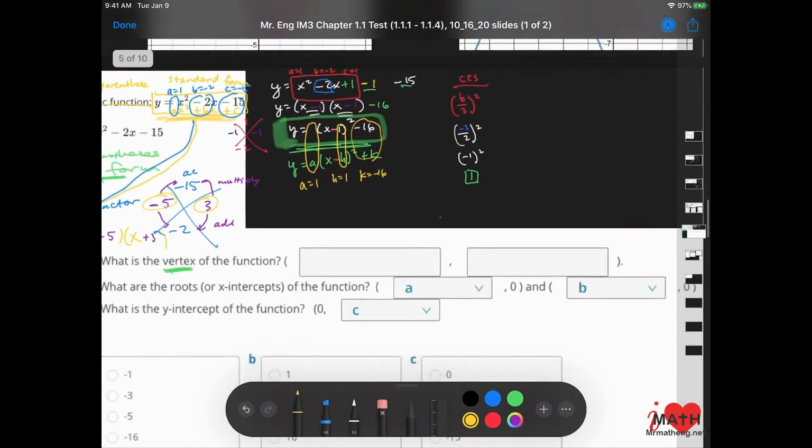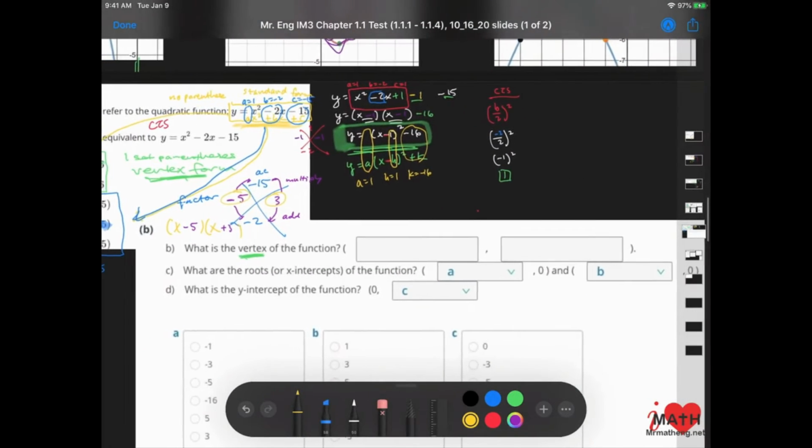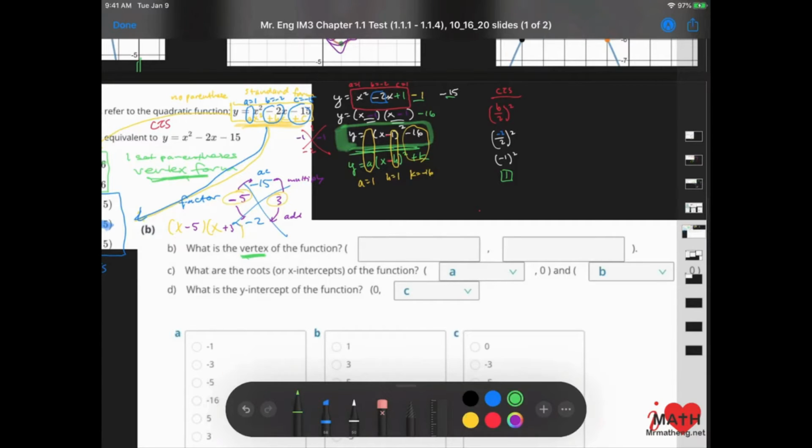Okay, so what does that tell us? It tells me that the vertex of the function is (1, -16). Okay, so -16.